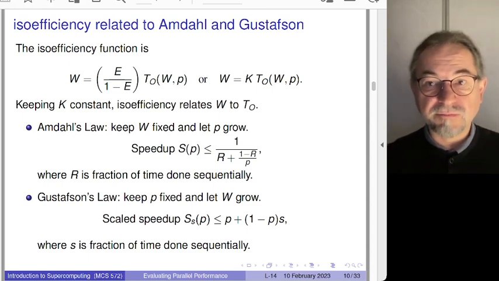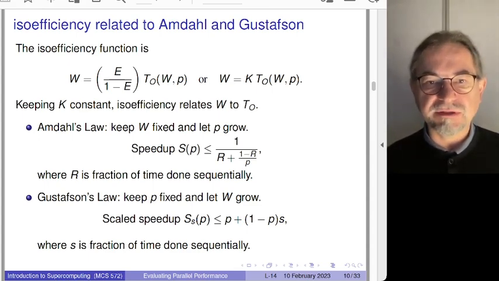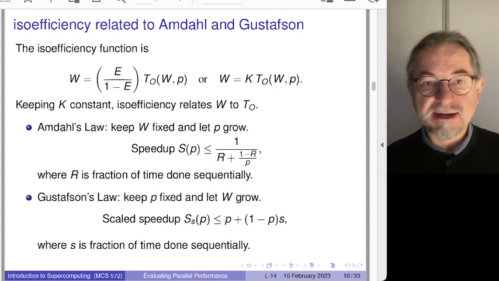So these were the two laws that we have introduced fairly early on. These were laws that were one-dimensional. One kept the problem size fixed, the other one kept the number of processors fixed. With the isoefficiency, we can play with both parameters. So we have the number of processors and we have the problem size. And we relate them to each other by using this concept of isoefficiency.